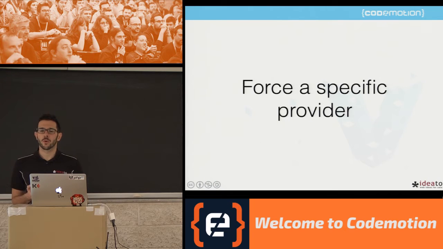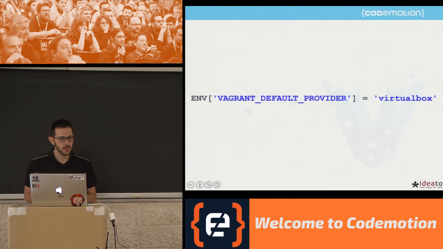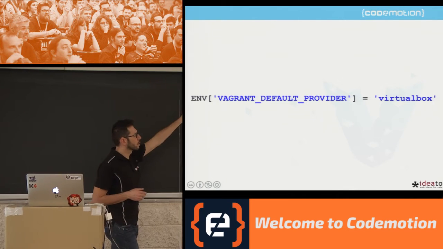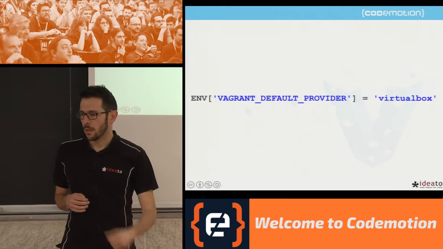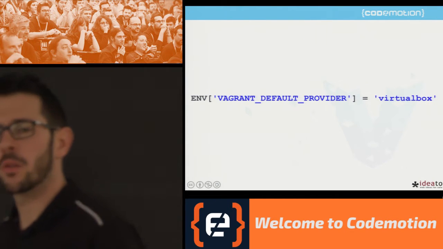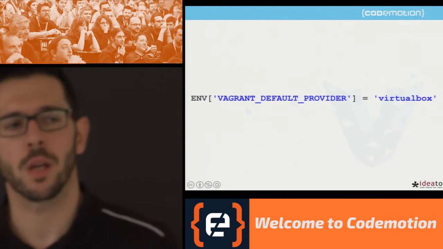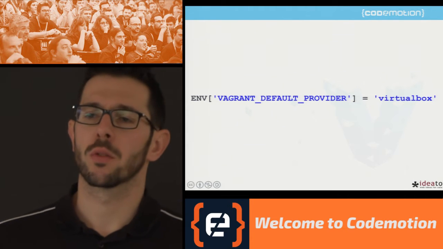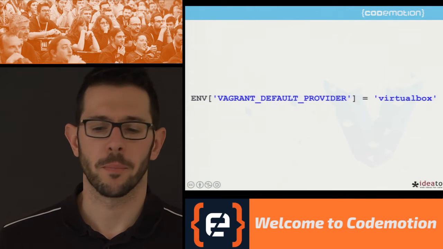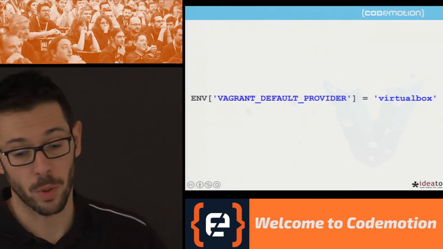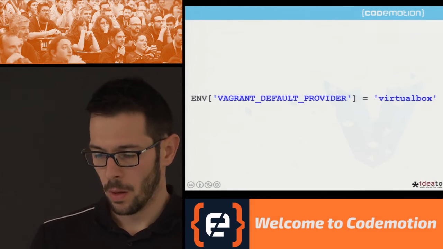There is a way to force a specific provider, again in order to avoid strange errors, by providing this variable, Vagrant default provider. In this way, we are telling it: don't care if you have both VirtualBox and VMware, please stick to VMware. Okay, please stick to VirtualBox.